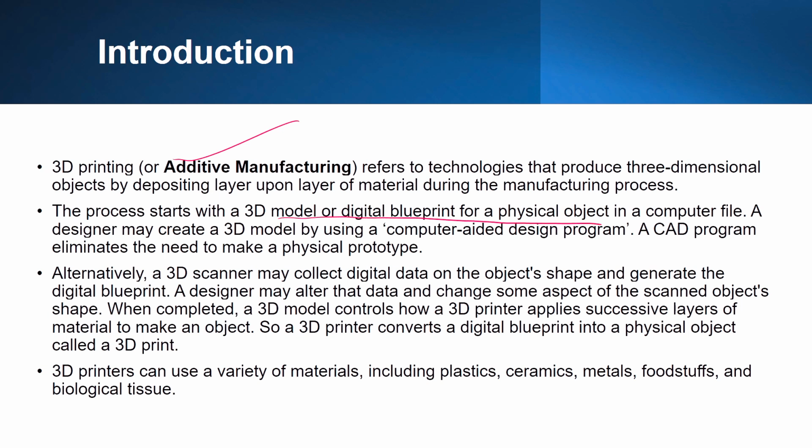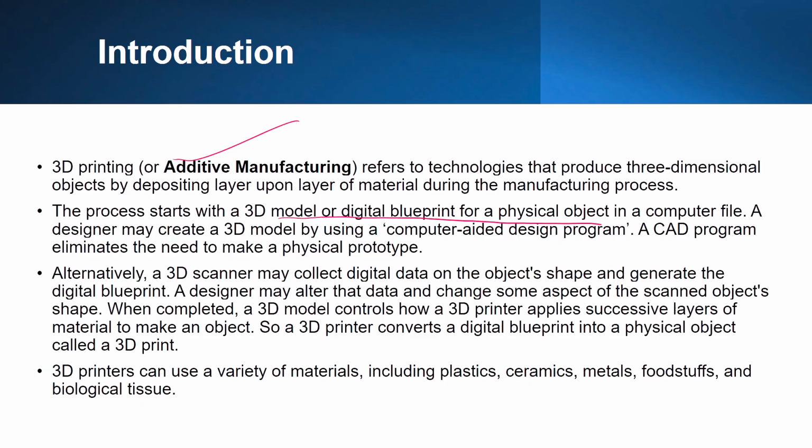So, there is an involvement of computer systems while using 3D printers, because a 3D model or digital 3D blueprint of a physical object in a computer file is required. If I want to make, say, a computer mouse, a keyboard, a cell phone, or for that matter any big machine like a car, I require the physical object's blueprint, and that blueprint has to be stored in a computer file.